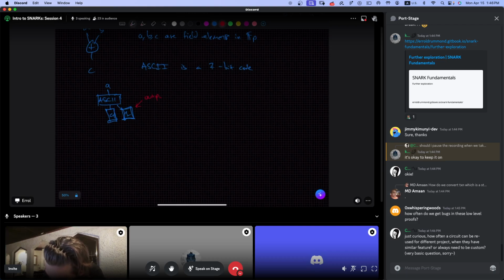It should output 1 only if A is between 0 and 2 to the 7 minus 1, because then that means it's within our 7-bit range. But this is not a single gate, it takes a bit more work. So you have to encode stuff, and that has a bit of a cost when encoding a string.